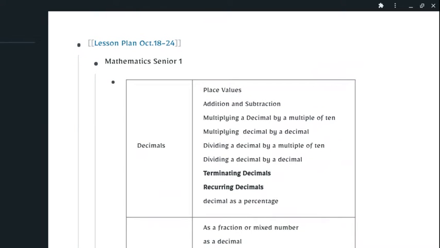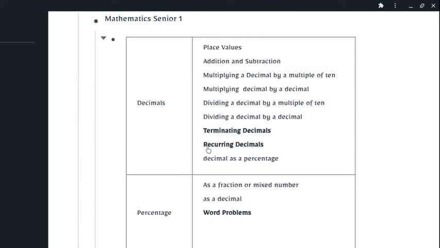Now, the next topic underneath that was dividing a decimal by a decimal. You said that you got introduced to multiplying a decimal by a decimal. So was it the same for division? Did you learn how to divide a decimal by a decimal? Yes, sir. All right, good. As I said before, we aren't touching these two topics, terminating decimals and recurring decimals, until after the midterm. So those topics you don't have to pay attention to as of yet.